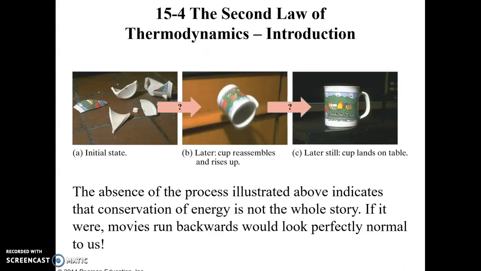Okay, let's move on to the second law of thermodynamics. The second law of thermodynamics basically says that there are some processes that can only go in one direction. So the image here that the textbook has is this broken coffee cup on the floor.